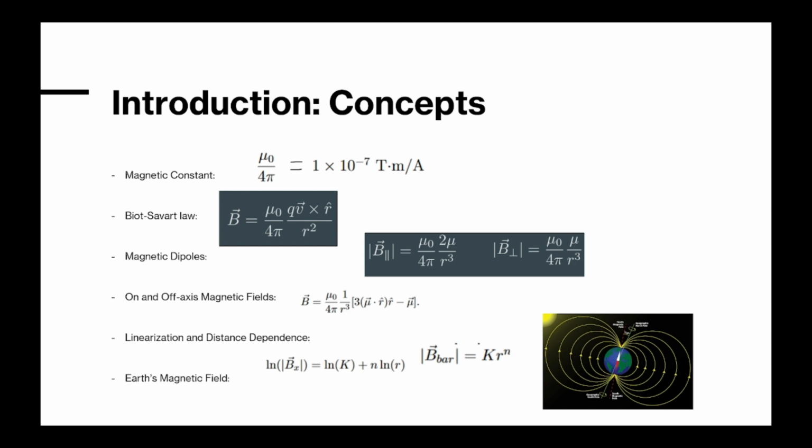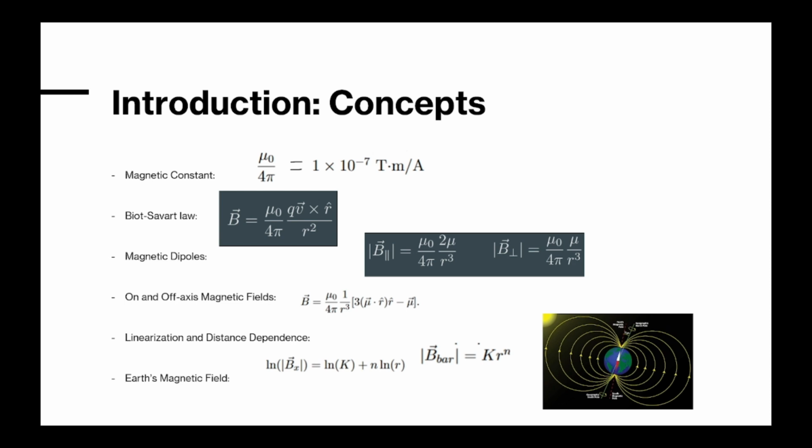We have the magnetic dipoles themselves, which are just objects that have a north and south pole and create a magnetic field around them. We have on and off axis magnetic fields. These are just the various ways we can calculate a magnetic field if it's on or off the axis. So if it's on axis, we have magnetic constant times 2 times mu over r cubed. Mu is the dipole moment.